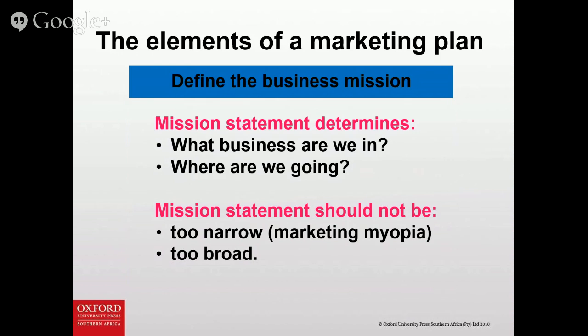You see? So, if SAB was in the alcohol producing business, then they would be producing Jack Daniels. They would be producing Johnny Walker. All of those are alcoholic beverages. But they have said to themselves, we want to be the best beverage business in the world. So that already defines what kind of products they're looking to produce.